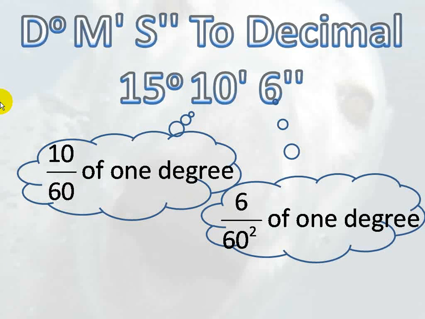And we have 6/3,600ths of 1 degree. Because, remember, it's very similar to base 10. Instead of 10 to the first and 10 squared, like the tens place and the tenths and the hundredths, we have the 60th and the 60th squared. So here's 10 60ths of a degree, and this is 6 60th squared of a degree.